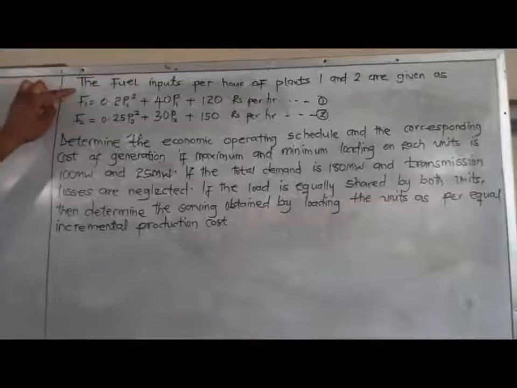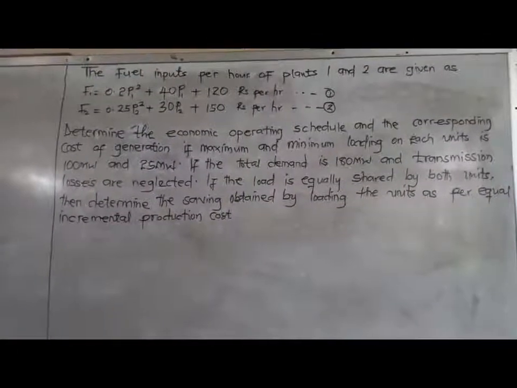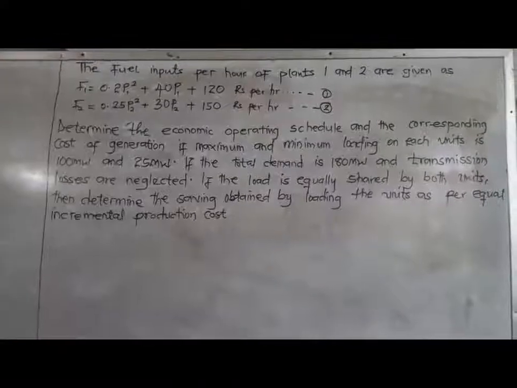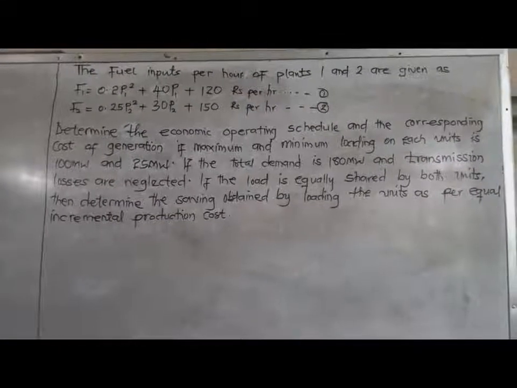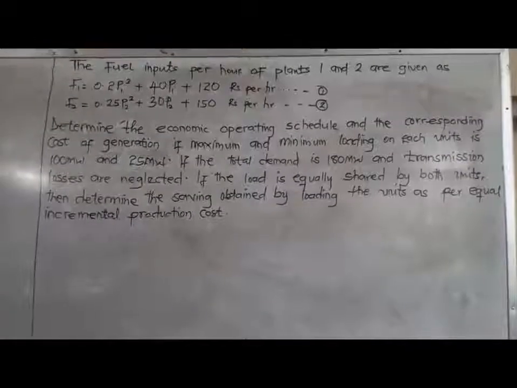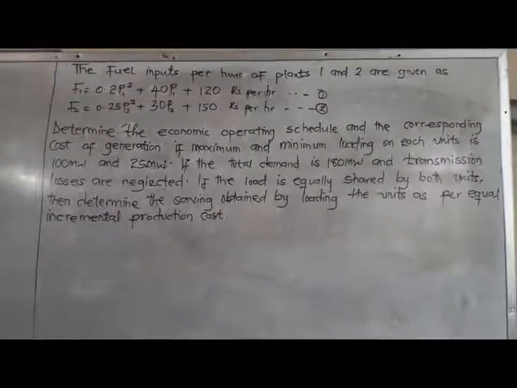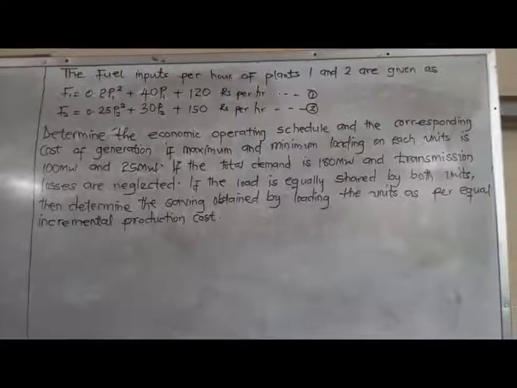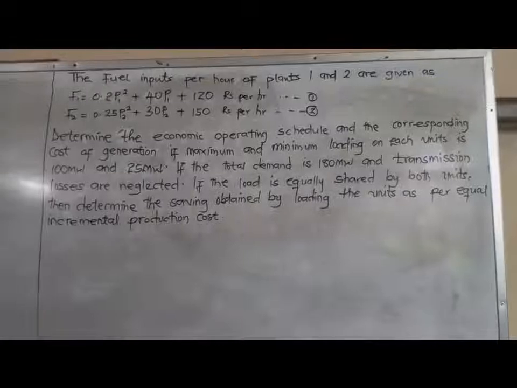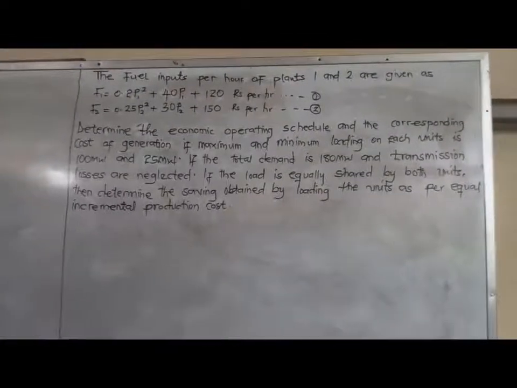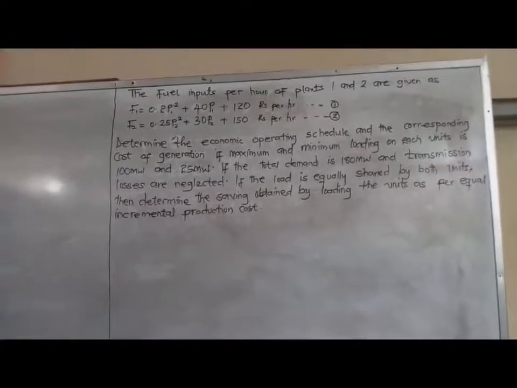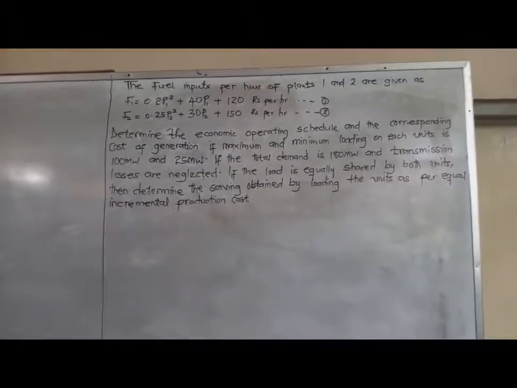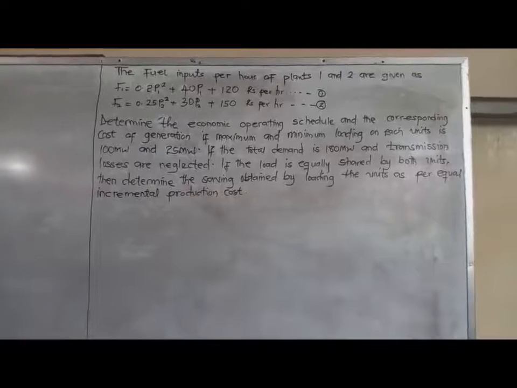The question says that the fuel input per hour of plant 1 and 2 are given to us. Fuel 1 has an expression of 0.2 P1 squared plus 40 P1 plus 120 Rs per hour. That is the amount of fuel injected into the boiler. And for boiler 2, the fuel expression is 0.25 P2 squared plus 30 P2 plus 150 Rs per hour.